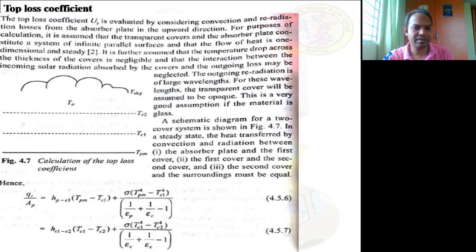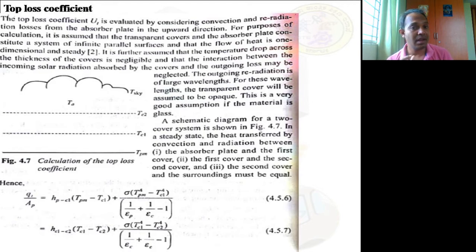Calculations of this top loss coefficient: Q by AP. This is a heat flux which is always given in watts per meter square. So meter square we have taken as the absorber plate area, which is equal to h. h is nothing but the convective heat transfer coefficient. Every material has its own properties. I was just talking about copper being a good heat conductor. It will have a k of 380. If you take aluminum, its value is 330. So every solid material has its own properties which we call thermal conductivity k.